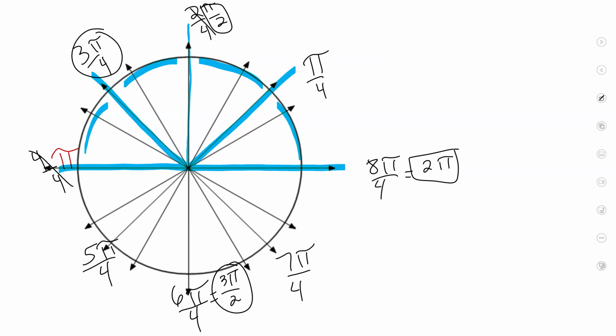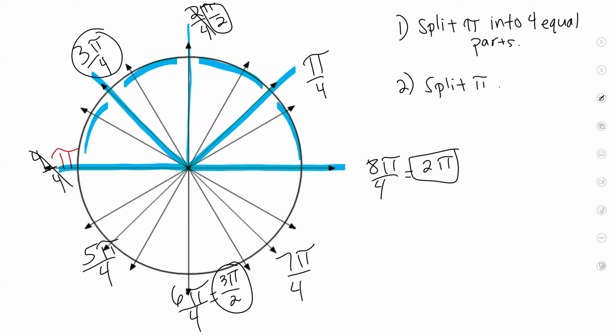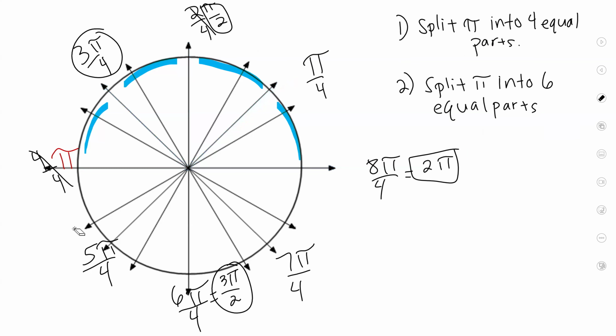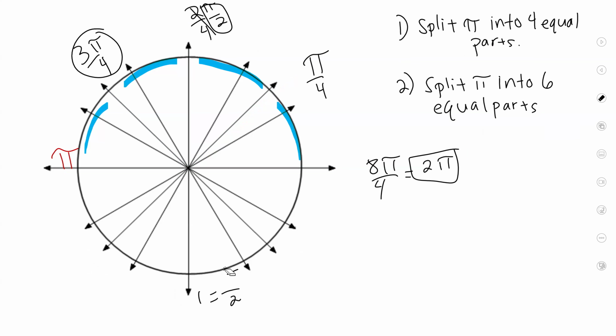We split pi into 4 equal parts. Okay. So the first thing we did was we split pi into 4 equal parts. Next, we're going to split pi into 6 equal parts. So let me show you what that's going to look like. I'm going to now split it into 6 equal parts.